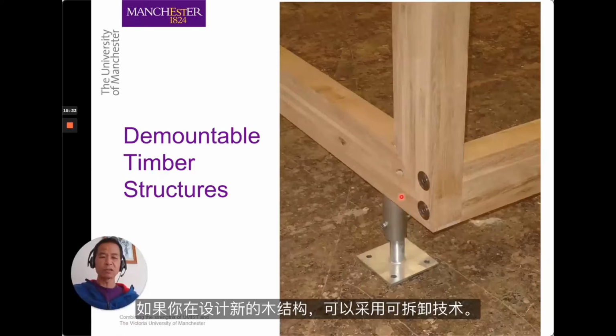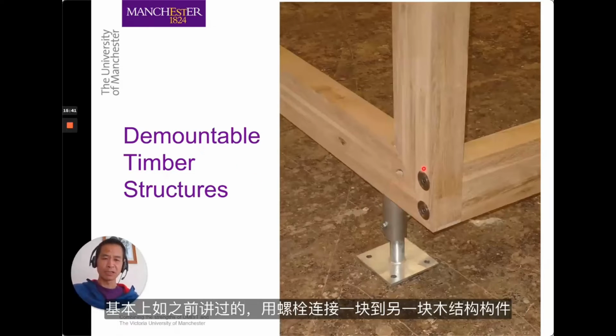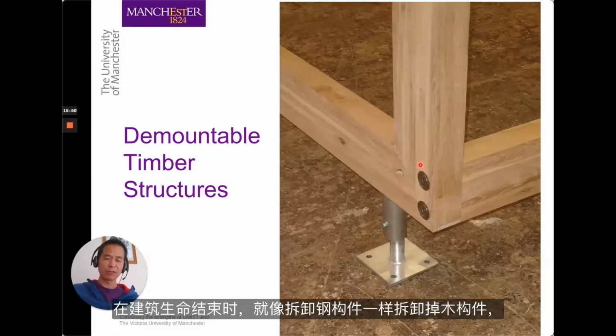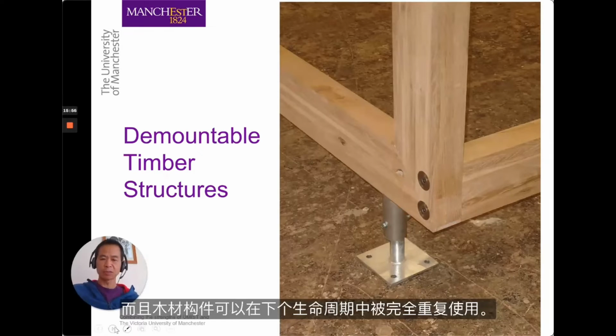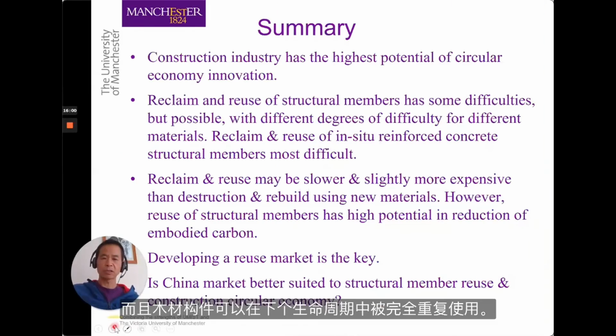If you're designing new timber structures, you can employ so-called demountable technologies. Basically, again, you use bolts to connect one piece of timber to another piece of timber structural member, and at the end of the life, just like you unbolt steel members, you can unbolt timber members, and the timber members can then be totally reused in the next life.